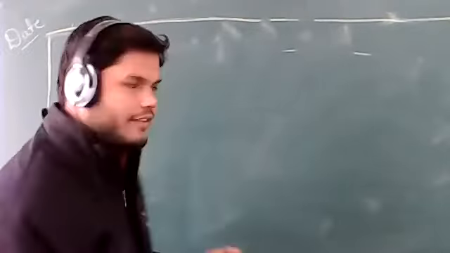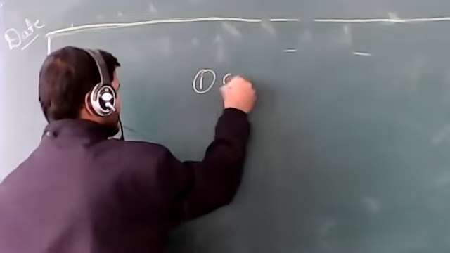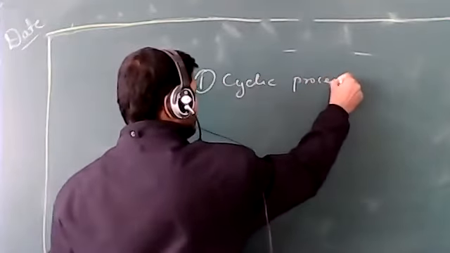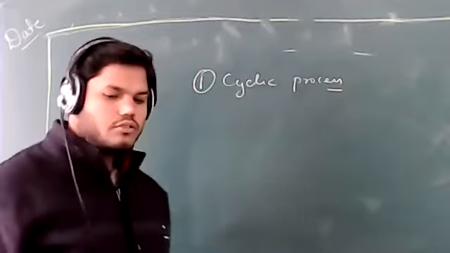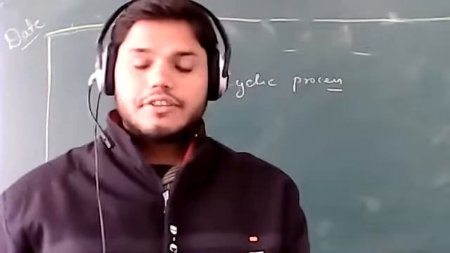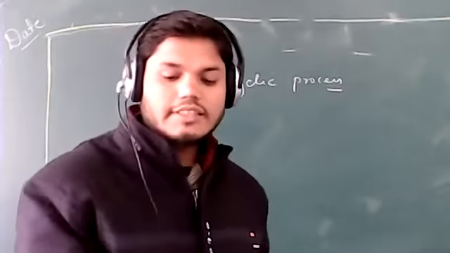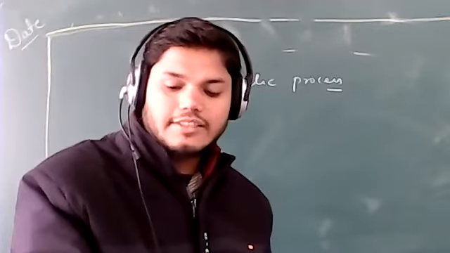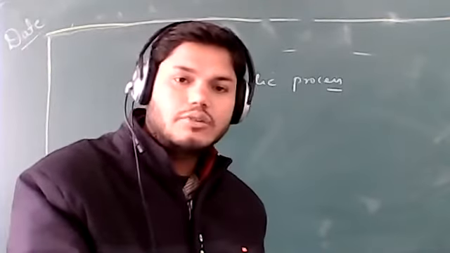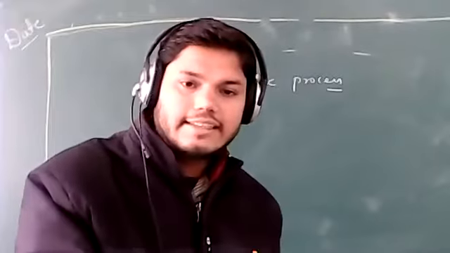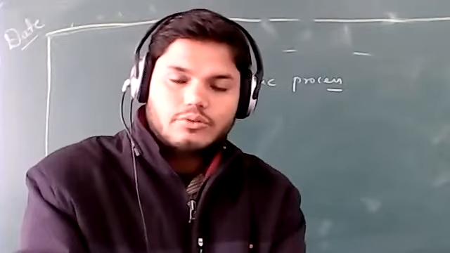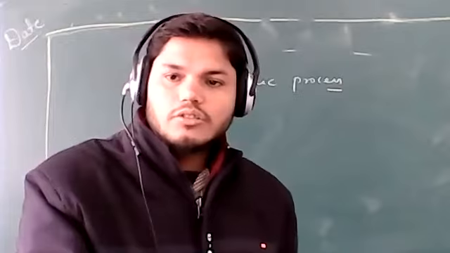The first one is the cyclic process. I have already told you the definition in yesterday's class. What is the definition of the cyclic process? If a system, after passing through different states, returns to its initial or original state, then this type of process is called a cyclic process. We have already found out the work done in a cyclic process.